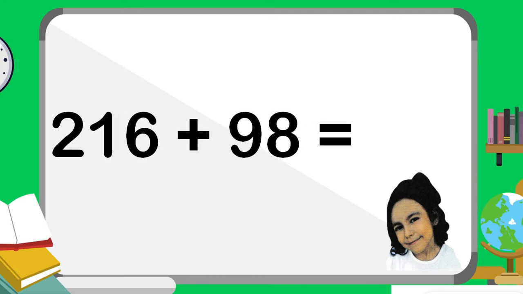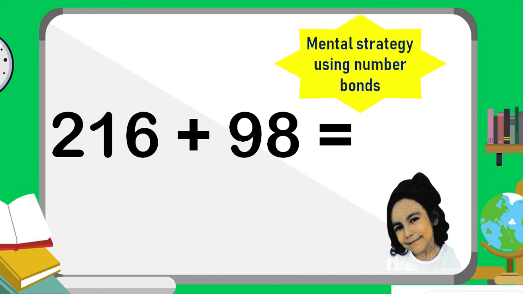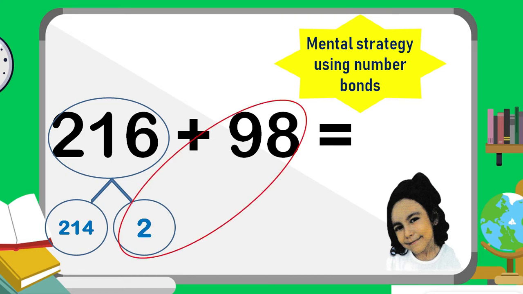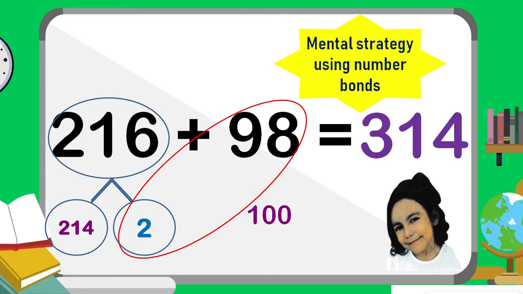Find the value of 216 plus 98. Let us add these numbers by using mental strategy with number bands. Let us split 216 into 214 and 2 such that 2 and 98 make 100. Then we will add 214 and 100 to get 314.